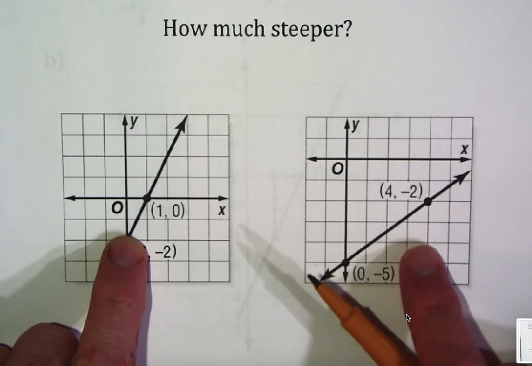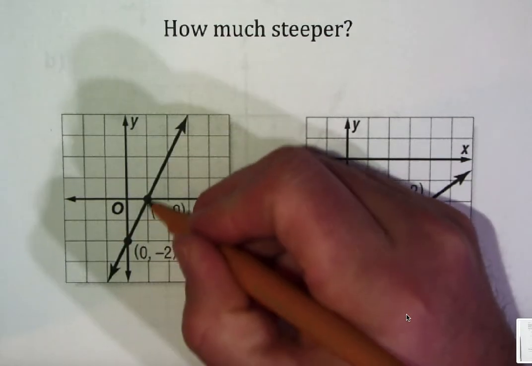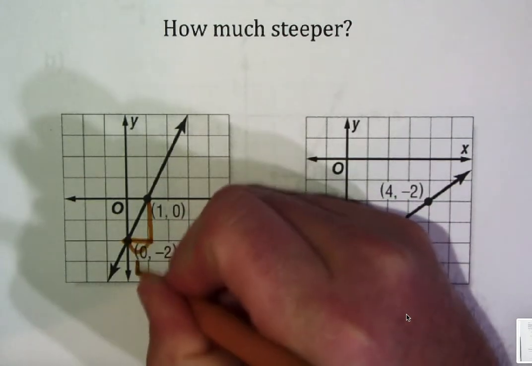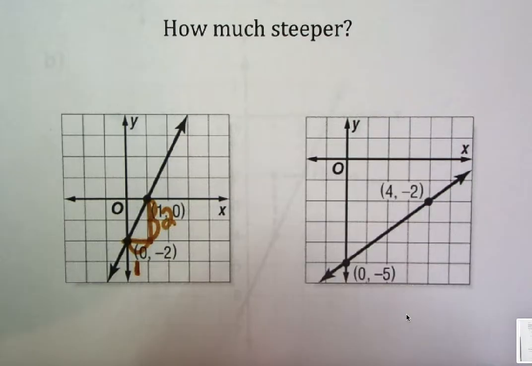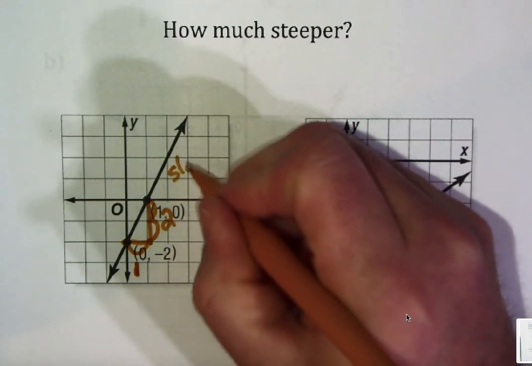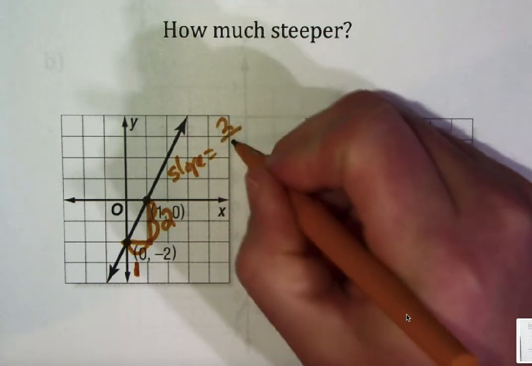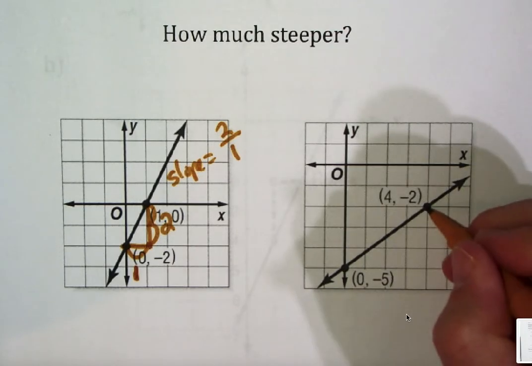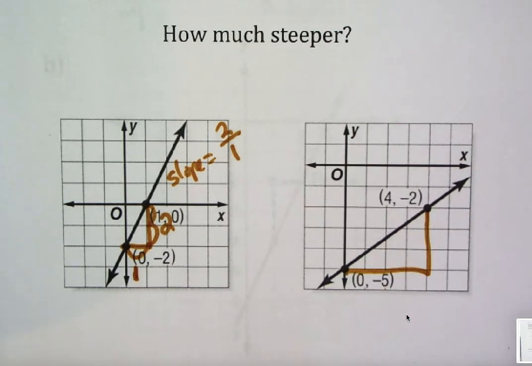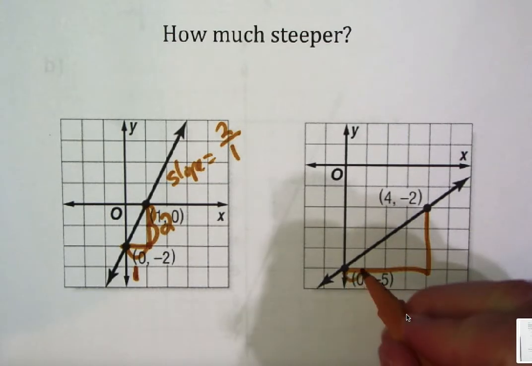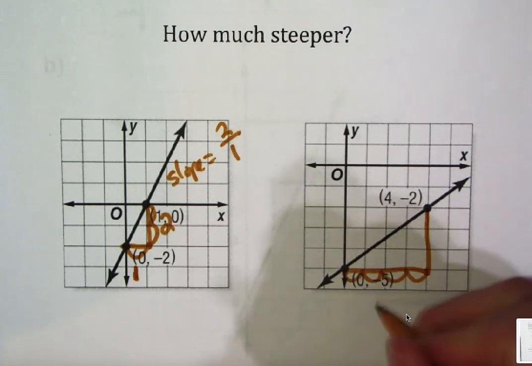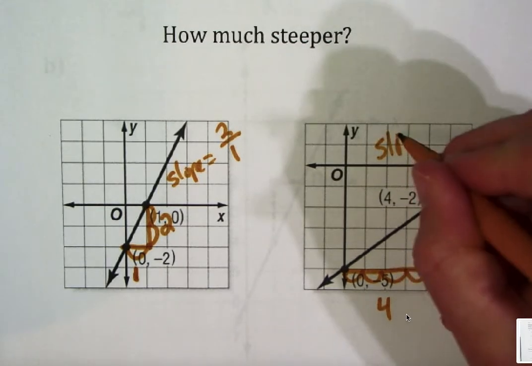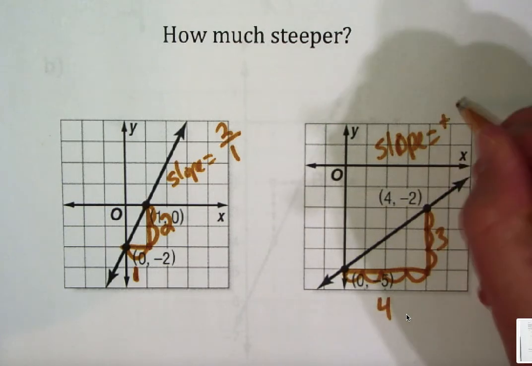First, these are both positive slopes, so that's good to notice. Then we just have to find the rise and run. So I can see that the run went 1, and the rise went 1, 2. So our slope is 2 over 1. If I go to this line, I can find the rise and run. The run is 1, 2, 3, 4. The rise is 1, 2, 3. So the slope of this line is positive 3/4.